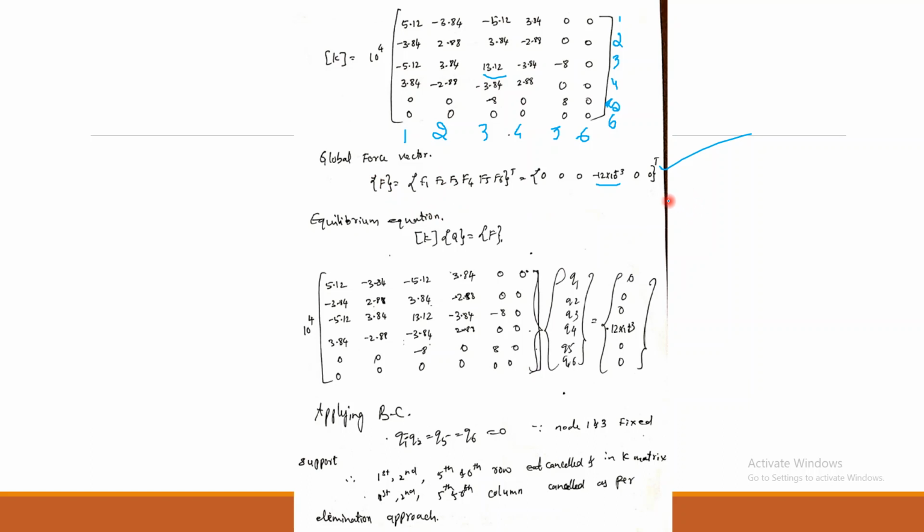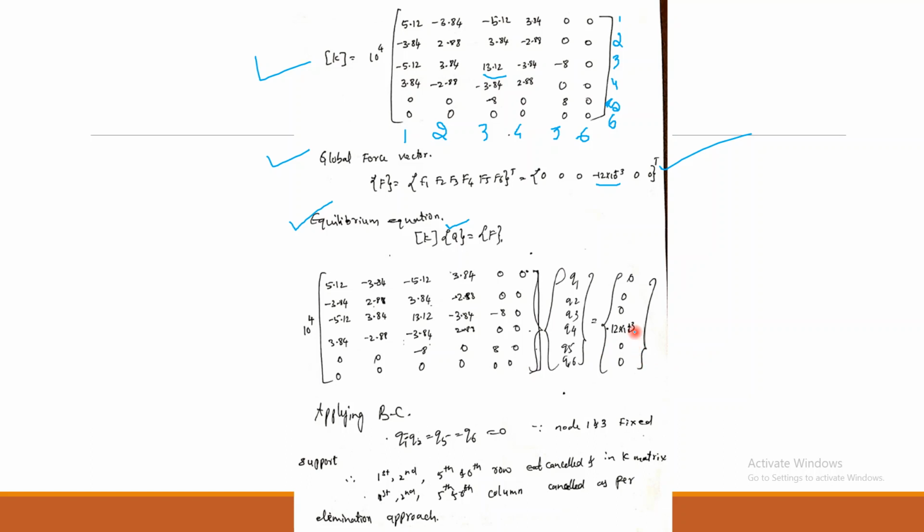Obviously it is q1 to q6. So once it is done, the next equation is the equilibrium equation, k into q equal to f. We already know the global stiffness matrix, global force vector, and global displacement vector. Just add them, and go for the equilibrium equation in this format. So it becomes a 6 cross 6 matrix.